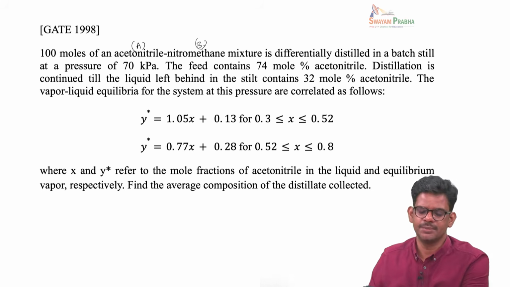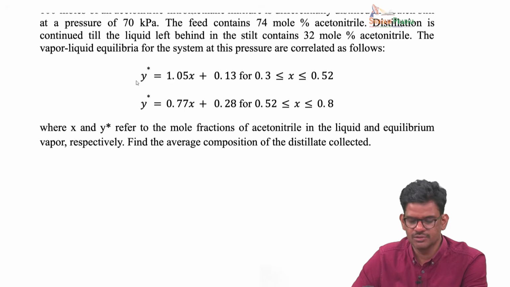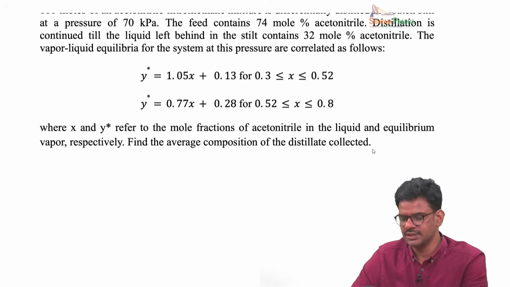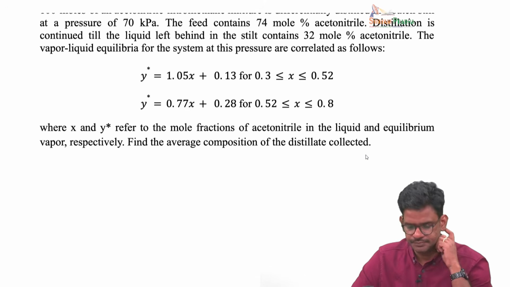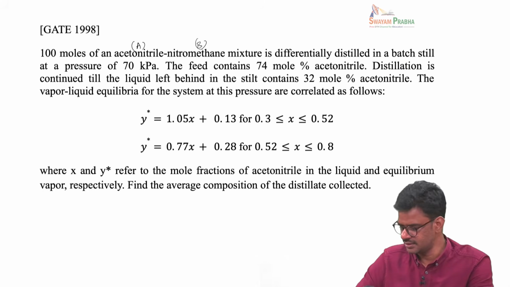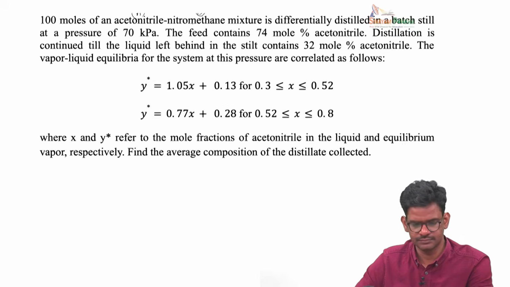The vapor-liquid equilibria for the system at this pressure are correlated as follows. The equilibrium line is given in terms of linear equations over a range of compositions, where x and y star refer to the mole fraction of acetonitrile in the liquid and the equilibrium vapor respectively. Find the average composition of the distillate collected. So, we will write the data given first.